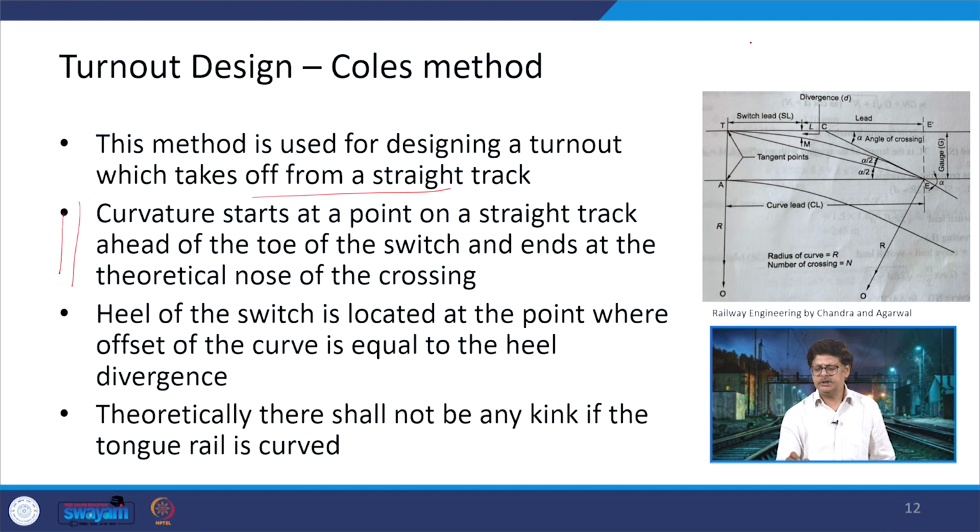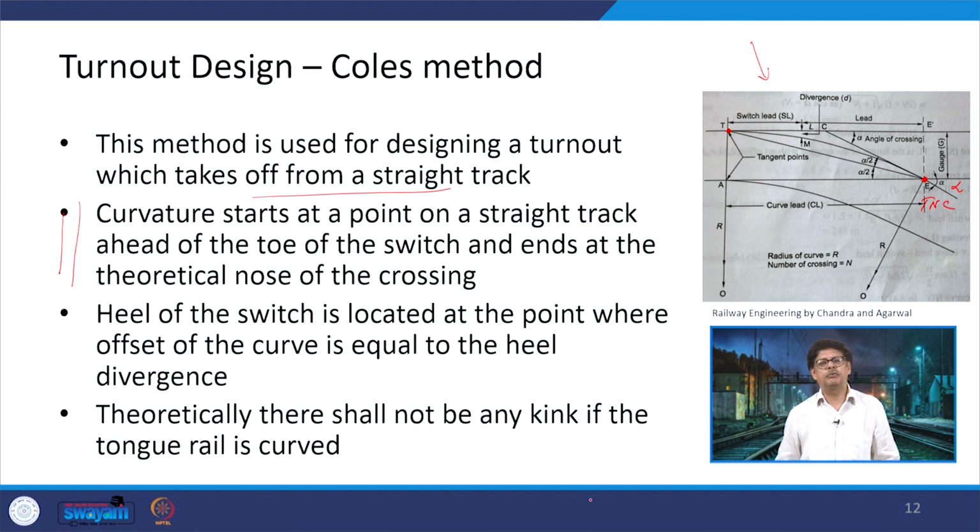Say if we see the diagram given on the right hand side. On the right hand side, the T and C is here. This is the crossing. There is a crossing angle alpha being shown. So, this is the theoretical nose of the crossing, and then it says it starts at a point on a straight track ahead of the toe of the switch. So, the toe of the switch will be here. Just ahead of this, this is starting.